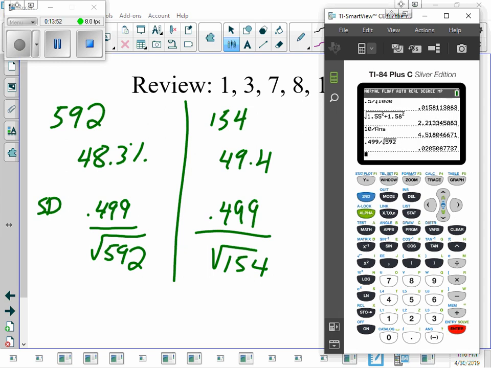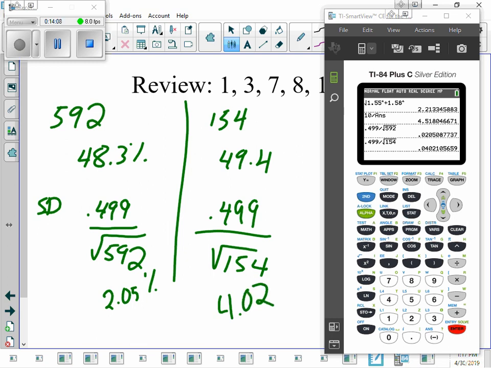Good. So this is 2.05%. Okay. And then 0.499 divided by the square root of 154, and I get 4.02. Now, wait a minute. The percentages are the same. Why are those so different? There are a lot more people in the treatment group than in the control.